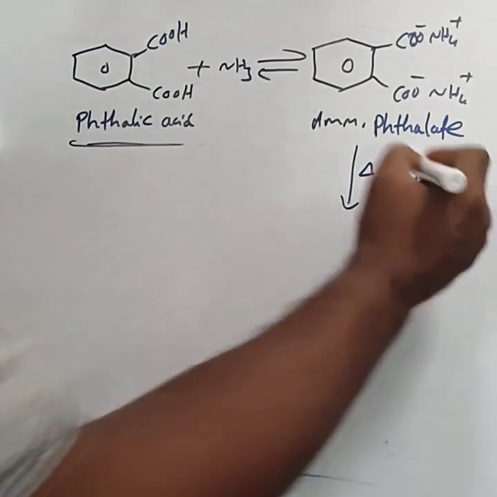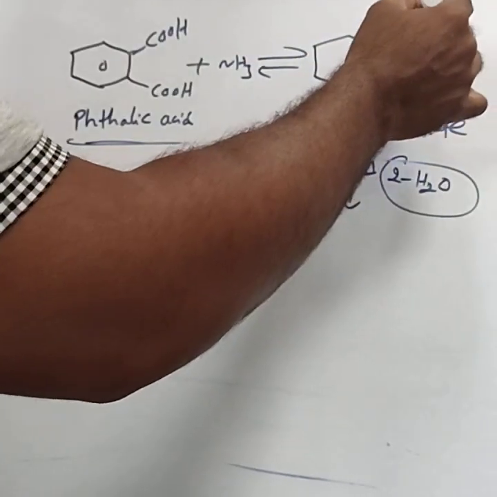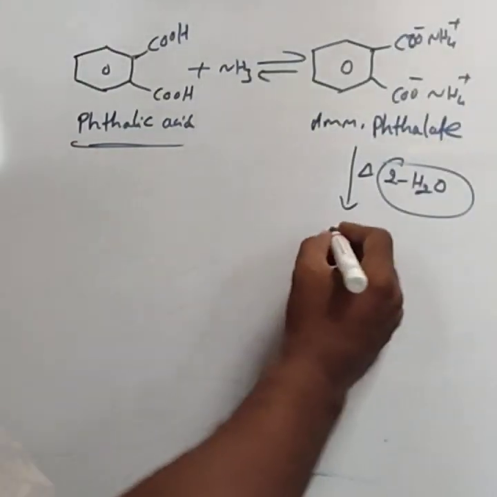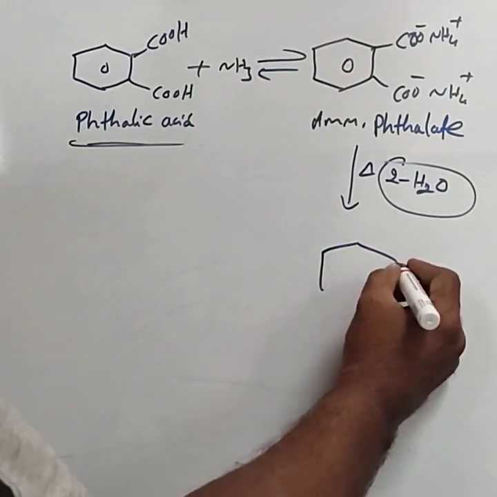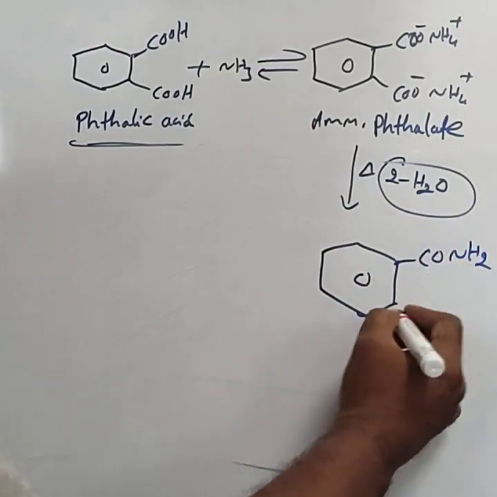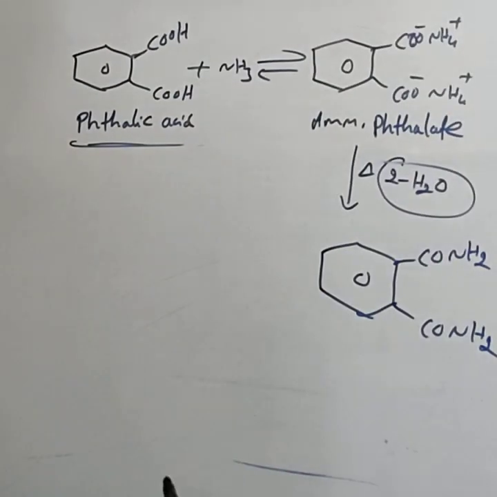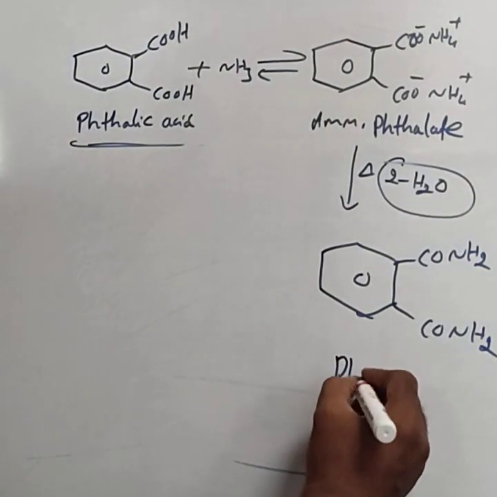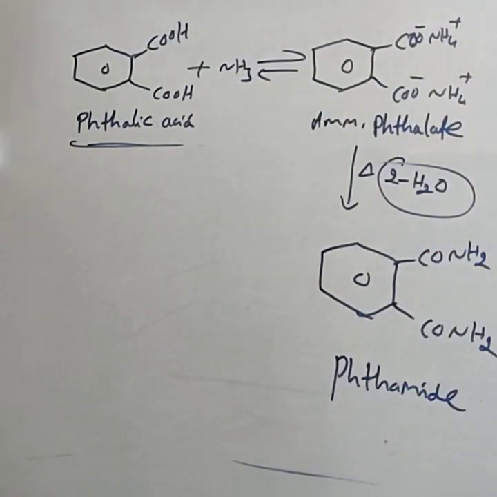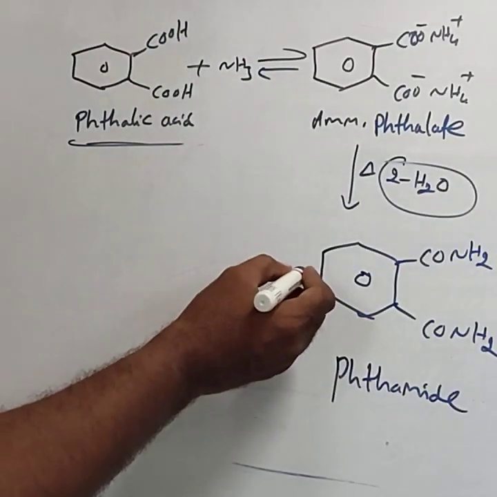Removal of water, 2 moles of water removal takes place. From this ammonium salt, 1 water, and from this group, 1 more water. Then the product formed is CONH2, CONH2. By the loss of water, you get CONH2. This is called phthalamide. Phthalamide is formed.